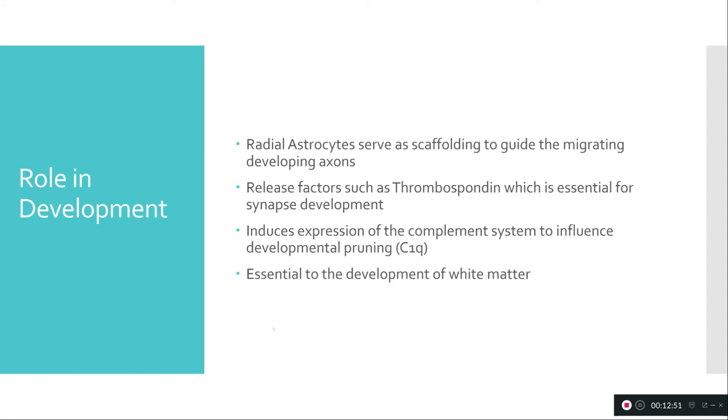They're also going to release factors such as thrombospondin, which is essential for synapse development. Okay, so again, astrocytes play a huge role in the connections of presynaptic to postsynaptic neurons. They're going to induce the expression of complement system to influence the developmental pruning. So C1q is a protein that is associated with something in our immune system called the complement pathway.